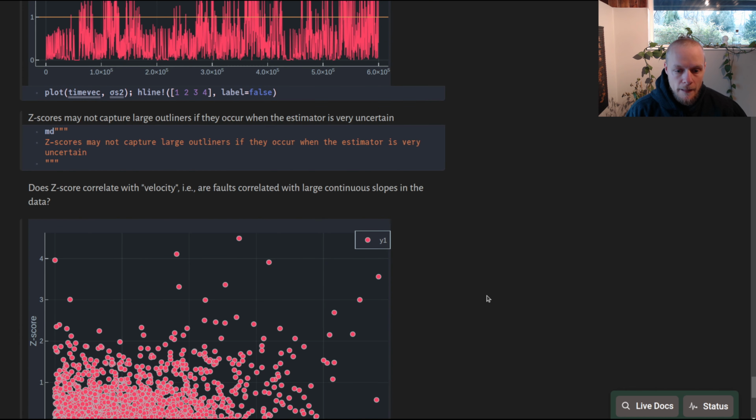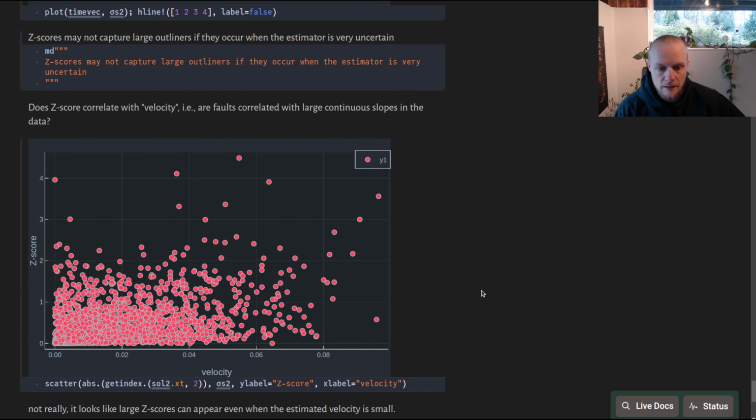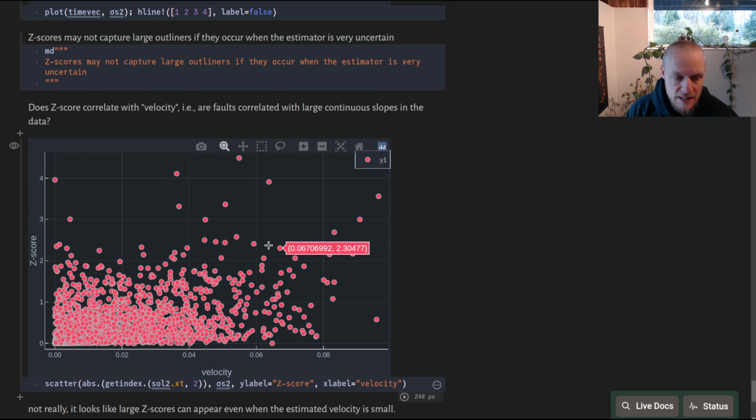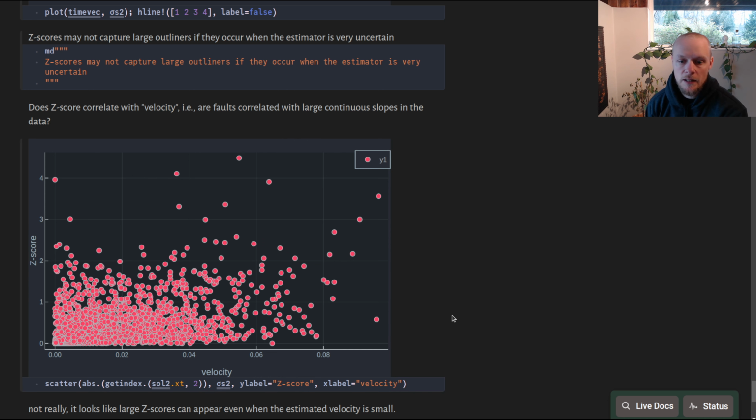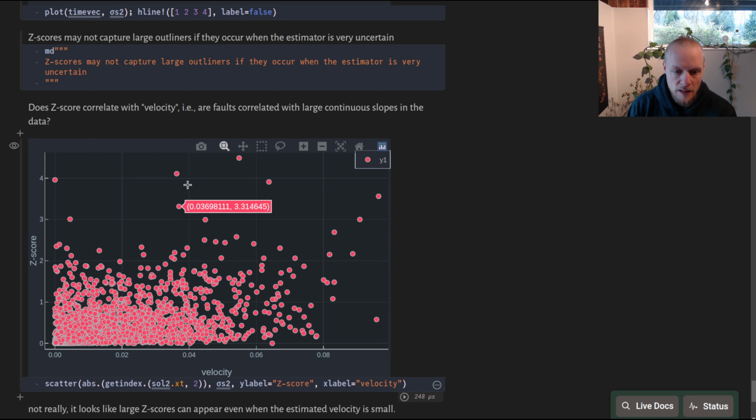All right. So as a final step, I would like to also see, is it just that the model says that there is an outlier, there is a large z-score whenever the velocity is large? Okay, so maybe if we did this outlier detection in a very naive way, we might look at the slope by just differentiating the data and say if the slope is too large, we detect a fault. But here I plot velocity versus z-score. So velocity is the slope of the temperature data. And we see that there doesn't appear to be any correlation. So that would have been a very bad way to detect outliers in this case.